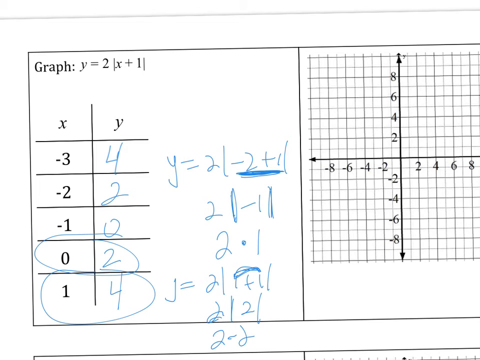Then when I go to actually plot these points, we have -3, 4 is going to be up here, where x is -3, y is 4. X is -2, y is going to be 2. -1, 0, 0, 2, and finally 1, 4.